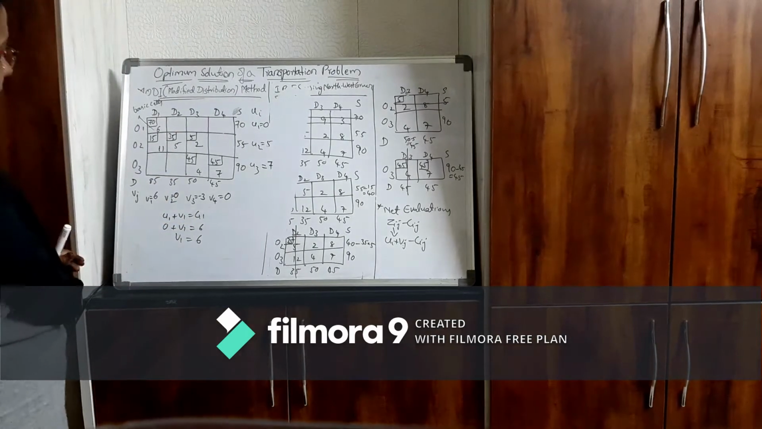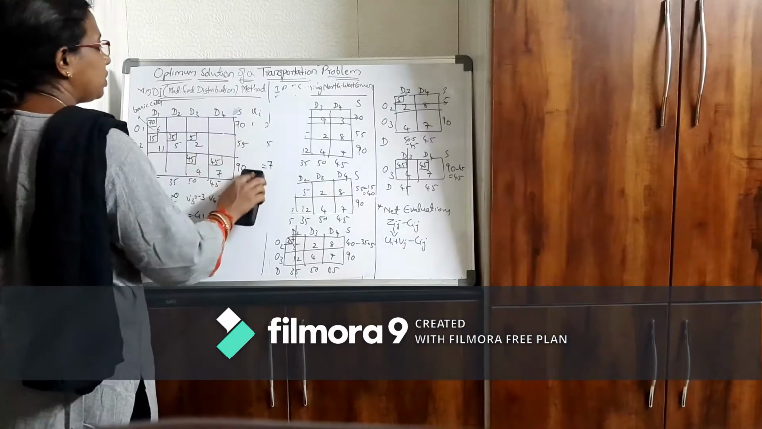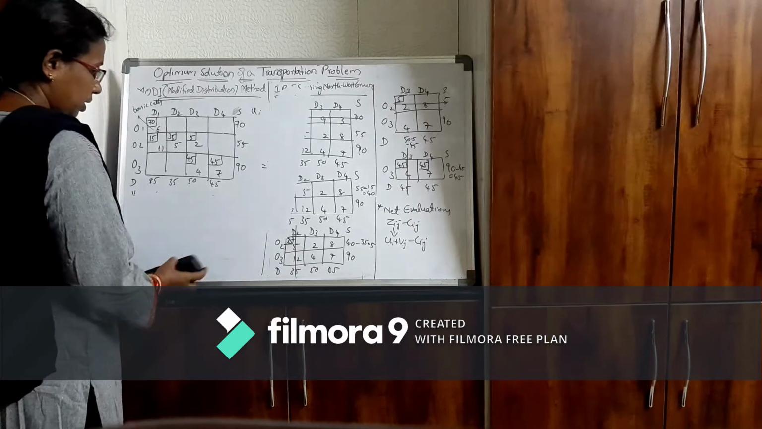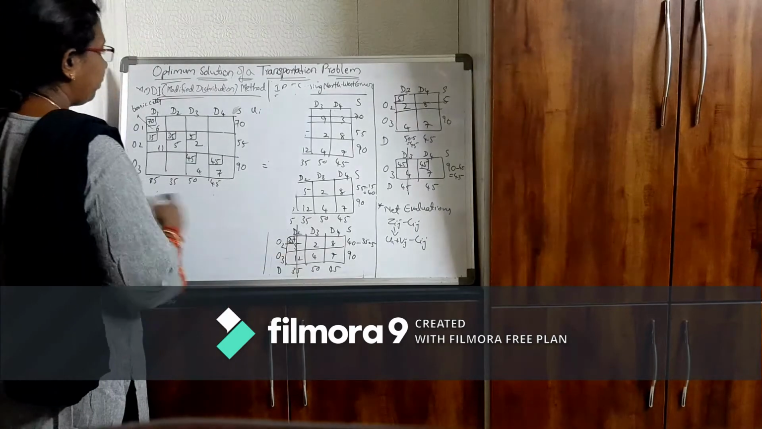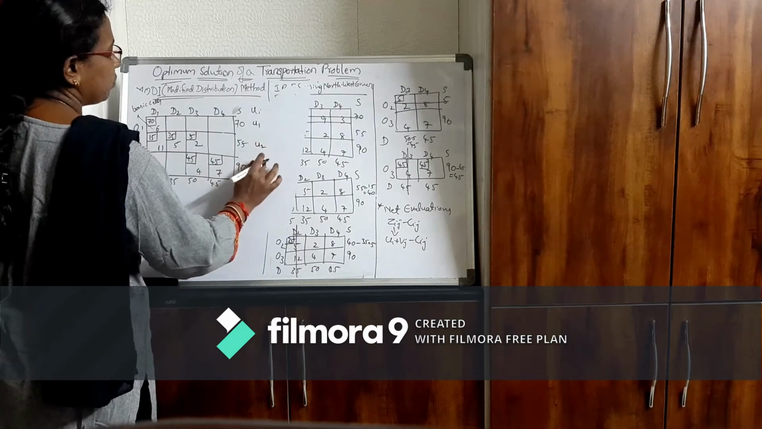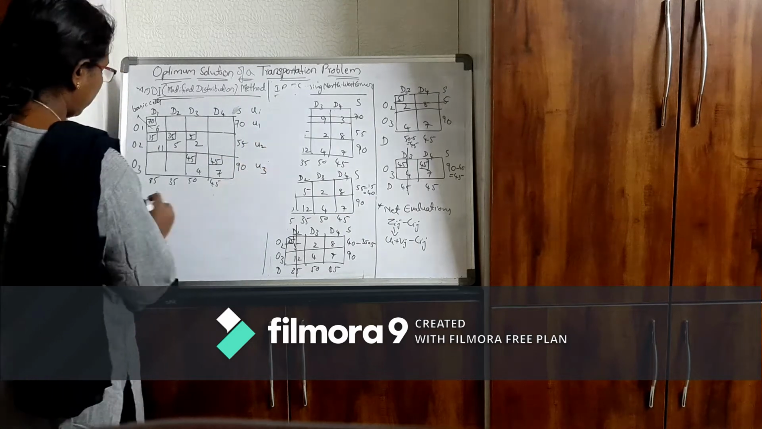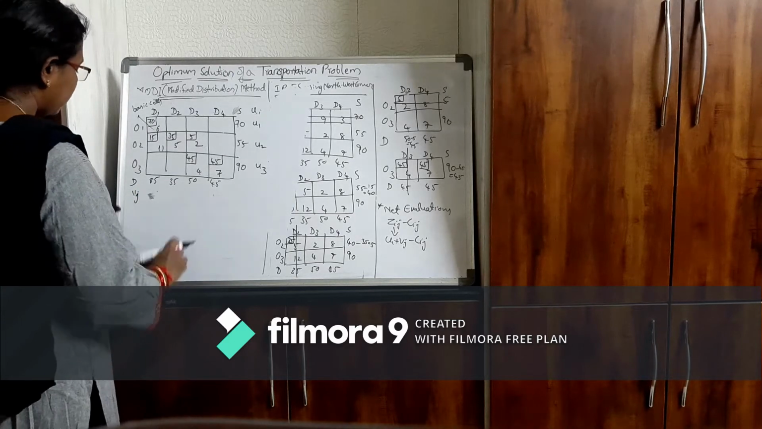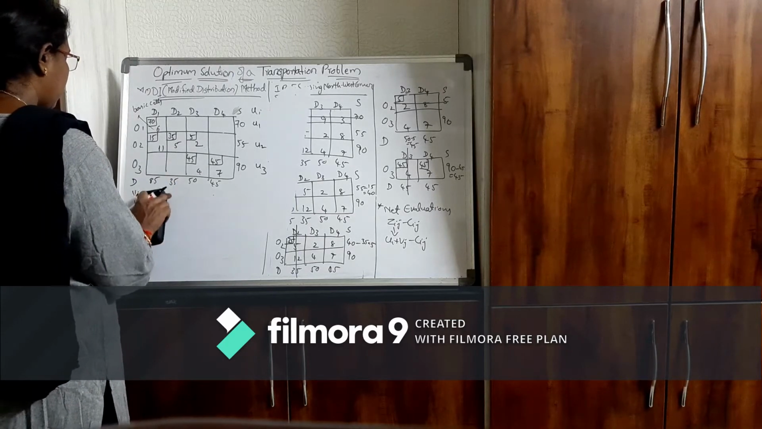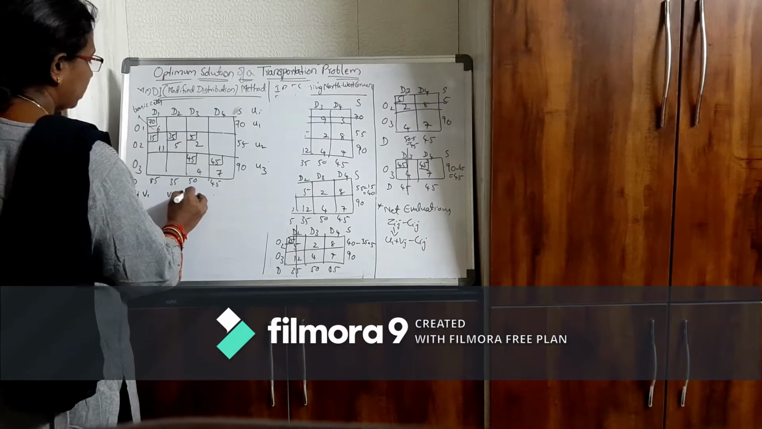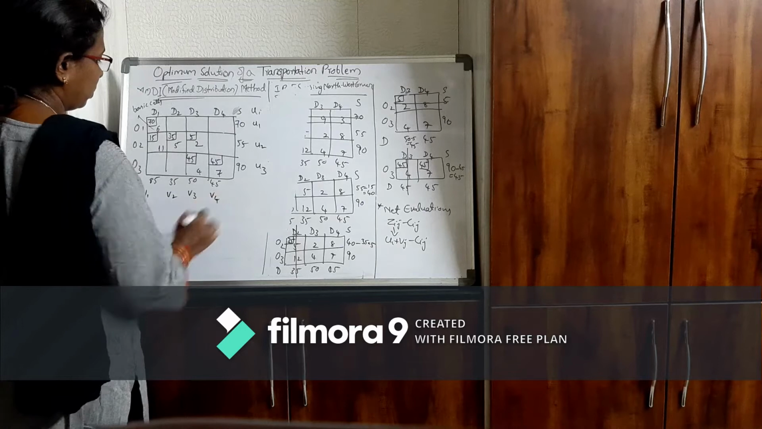Or else I'll explain one more time so that it will be easy for you. It's a little bit confusing, so you should be very clear with this. This will be U1, this will be U2, this will be U3. This is V1, this is V2, this is V3, this is V4.